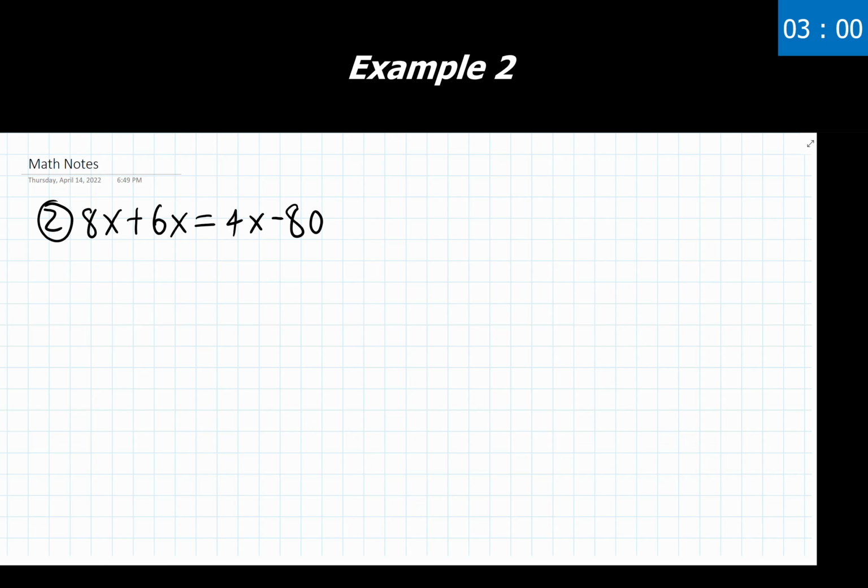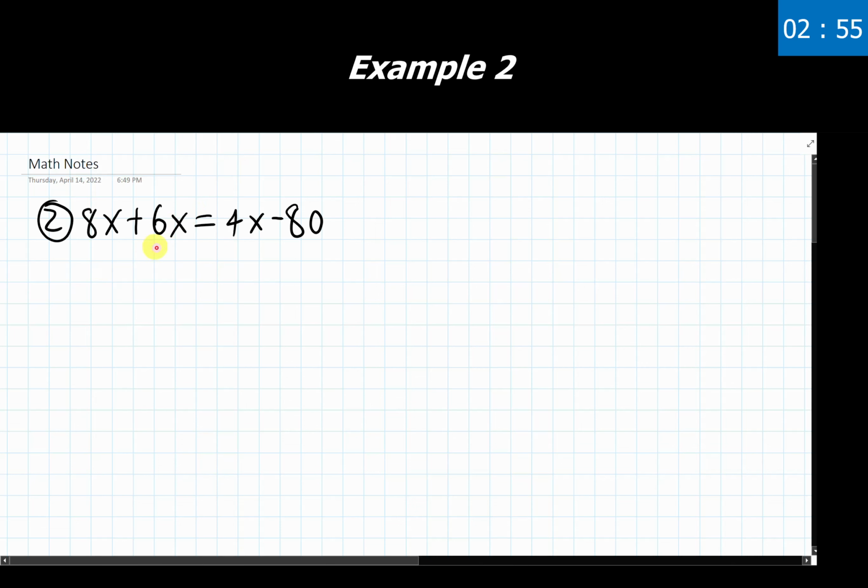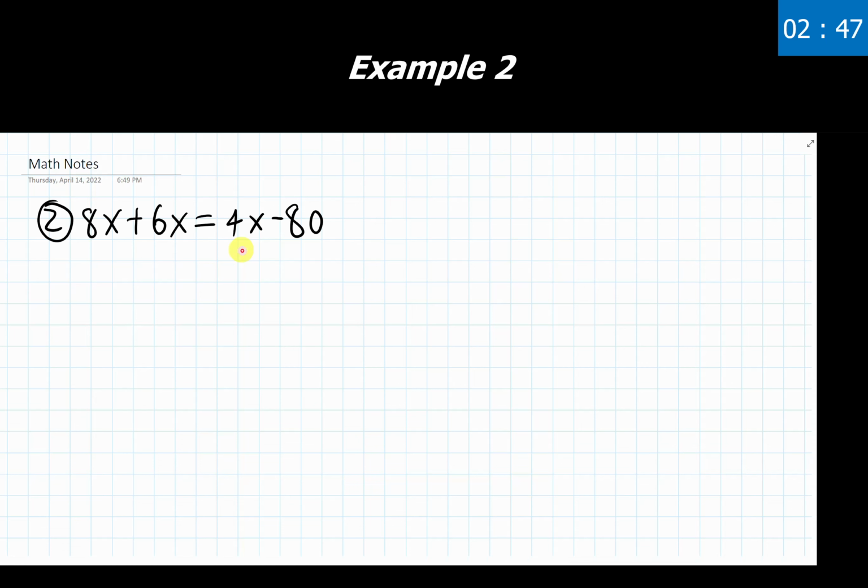Alright, so we're looking at our second example now. We are given 8x plus 6x is equal to 4x minus 80. We're going to follow the exact same process and same steps that we did previously. We're going to go through them at a little bit faster pace, so hopefully this video doesn't become an hour plus long. Fingers crossed on that. But we're still following the same steps. Slow down, go back in the video as necessary as we're going through this particular problem.